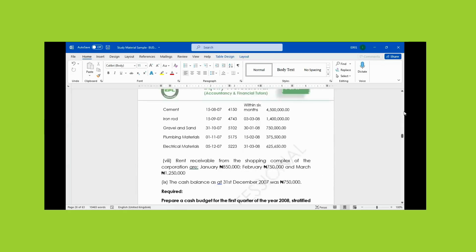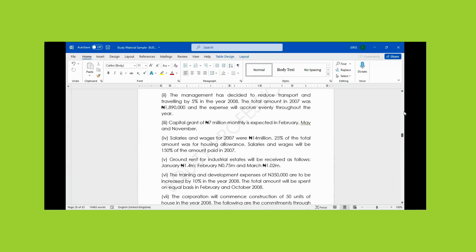So we go to the next notes. Note 5. What is note 5? Ground rent for industrial estates will be received as follows. For January, ground rent for industrial estate will be received 1.4 million. Is that one inflow or outflow? Inflow. It's an inflow.